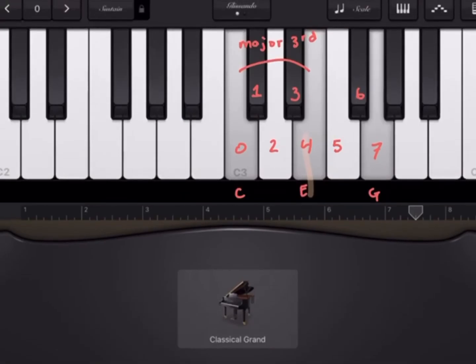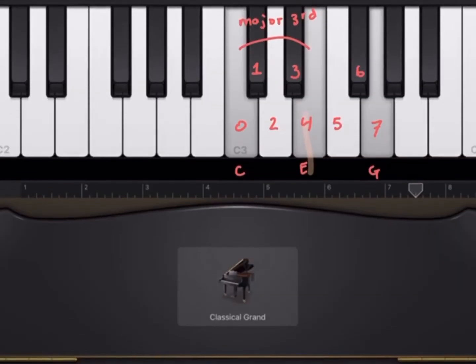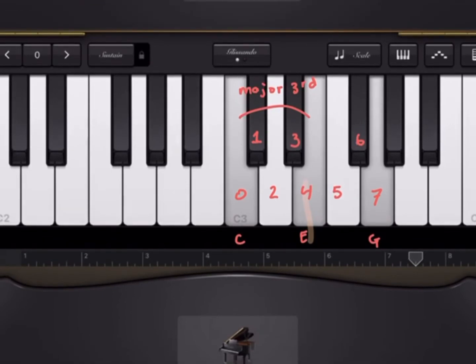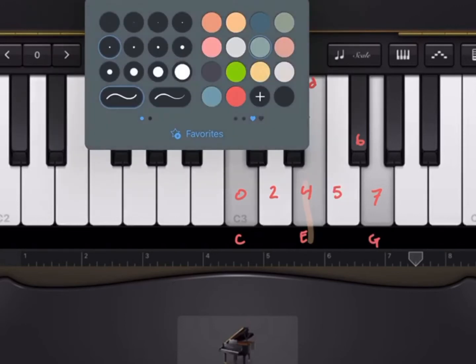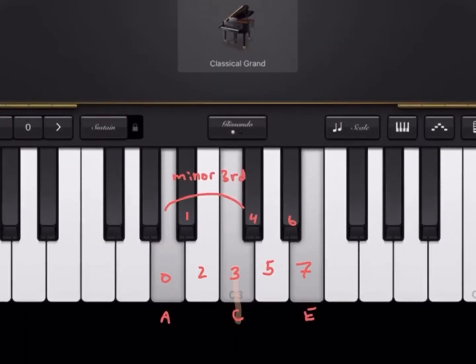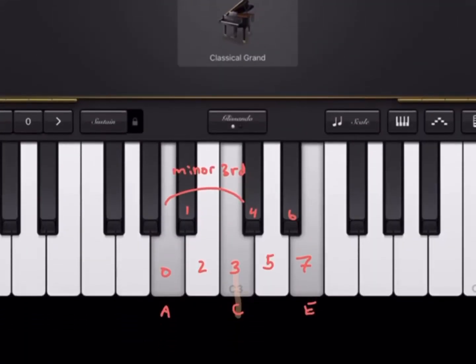So now, we can remember by another way. A major triad has a major third between the root and the third note, followed by a minor third here. Let's write in green. But for the minor triad, it's the reverse of the major triad. We have a minor third between the root and the third note, followed by a major third between the third and the 5th note.